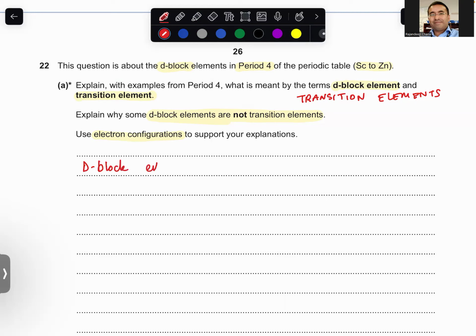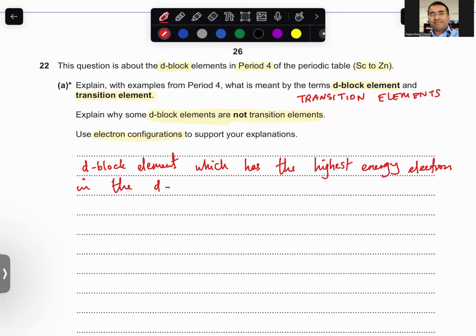Now, a D block element, let's use a small d. A D block element is one which has the highest energy electron in the D subshell. That can be any element from scandium to zinc, any element including and between those two elements.